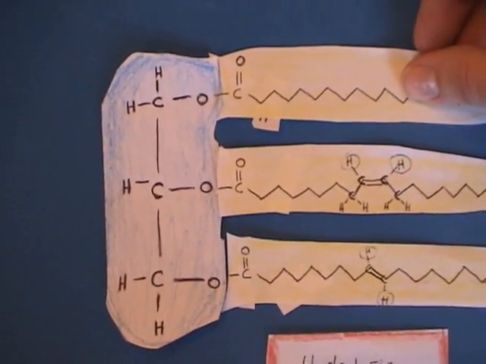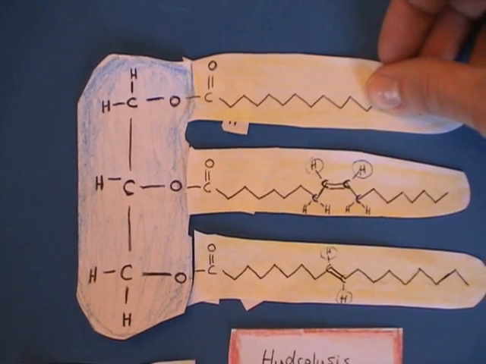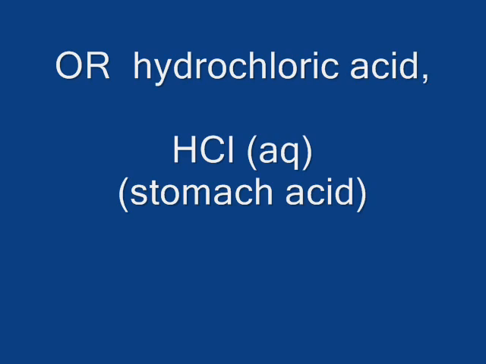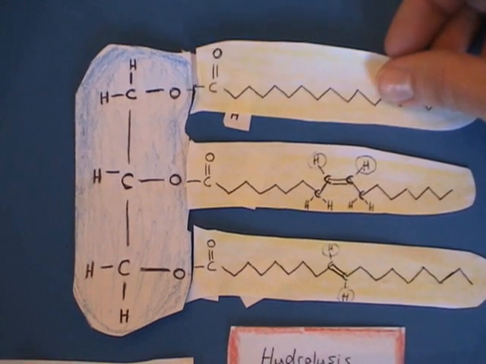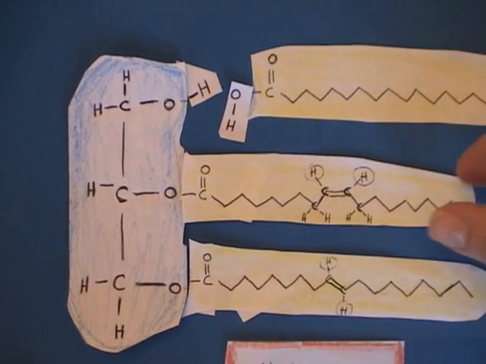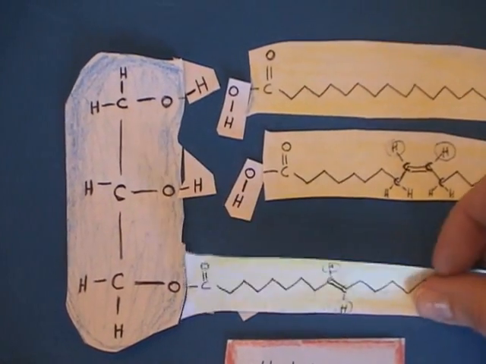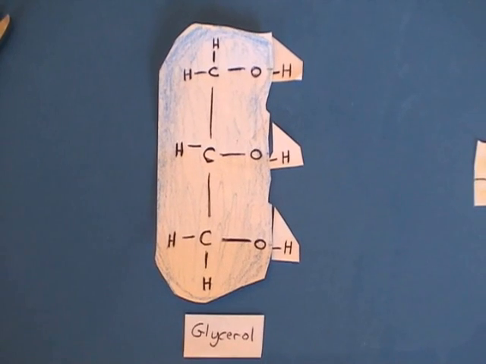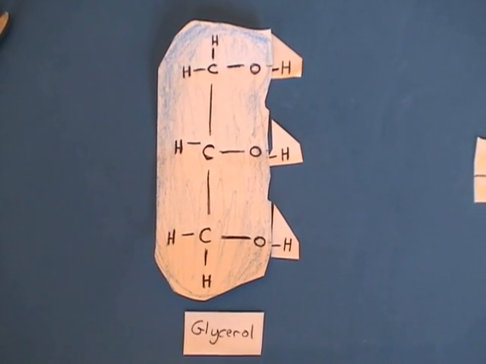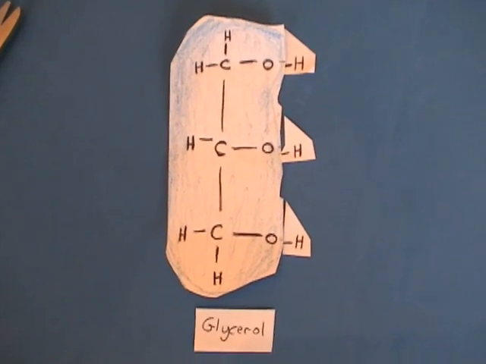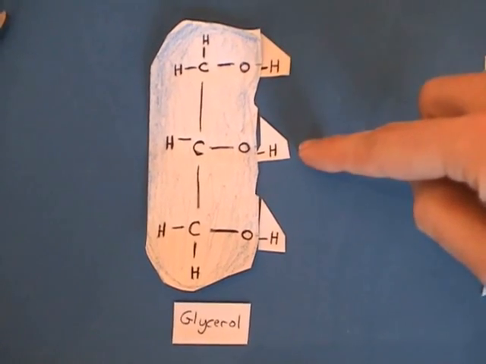So this fat molecule, we could put in sodium hydroxide, lye, to get glycerol and three fatty acids. So this is the glycerol molecule, also called glycerin. Three carbons and three OH hydroxyl groups.